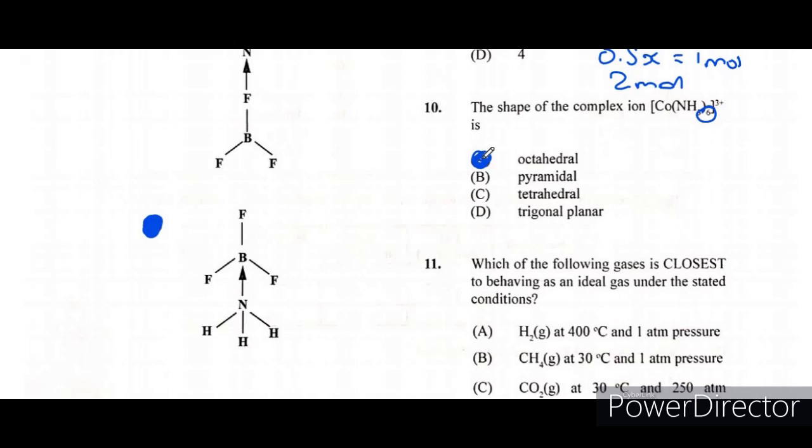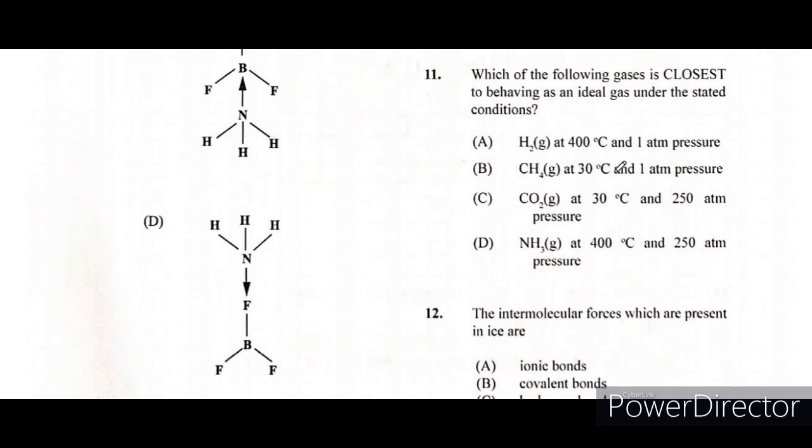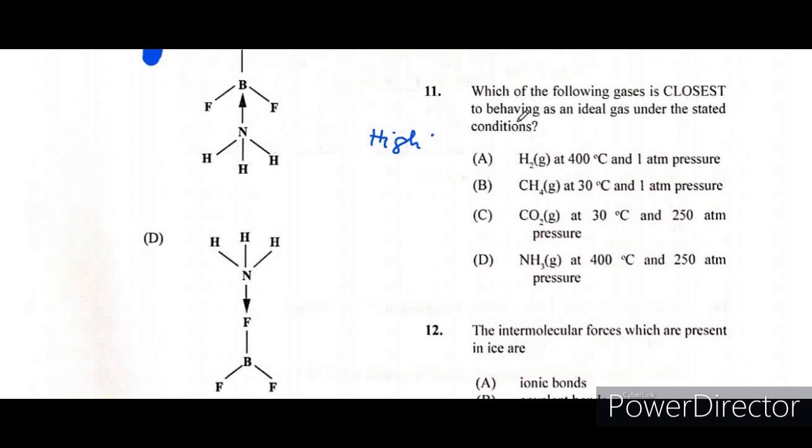Number 11 asks us which of the following gases is closest to behaving as an ideal gas under the stated conditions. Okay, behavior closest to an ideal gas is at high temperatures and low pressure. So we have H2 gas at 400 degrees Celsius and 1 atmosphere. I believe that's the answer, but let's look at the rest.